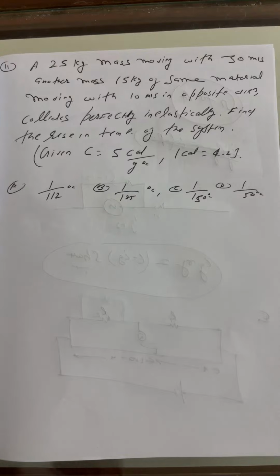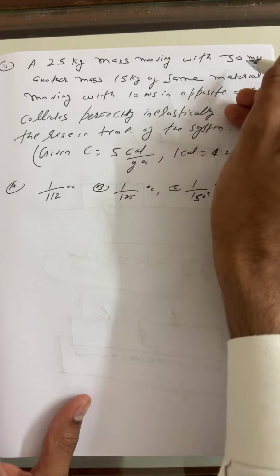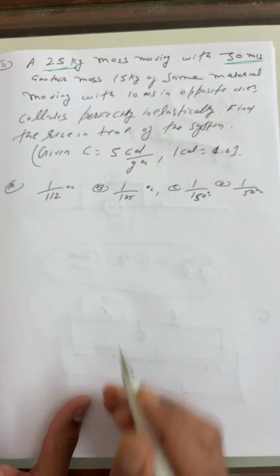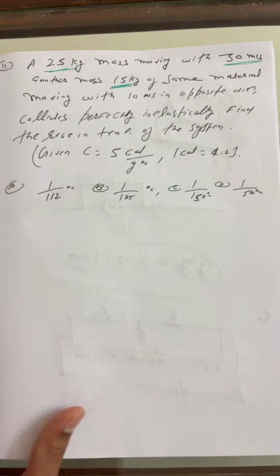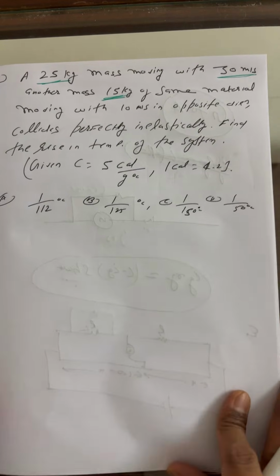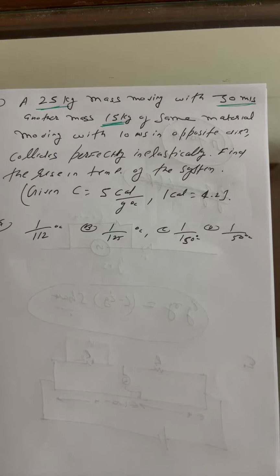Okay, so underline, beta. I can see this is 30 meter per second. Mass is what? 25. What's in the question? Another mass, this is 15 kilogram, right? Then I can say the mass is 15 kilogram of the same material, moving with 10 meter per second in opposite directions.